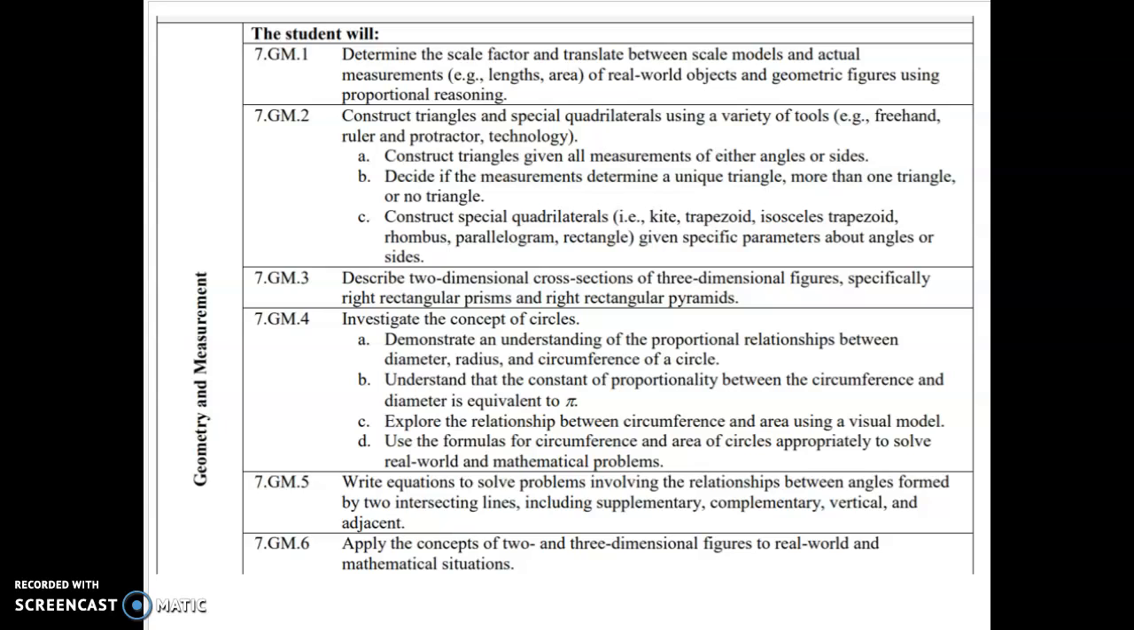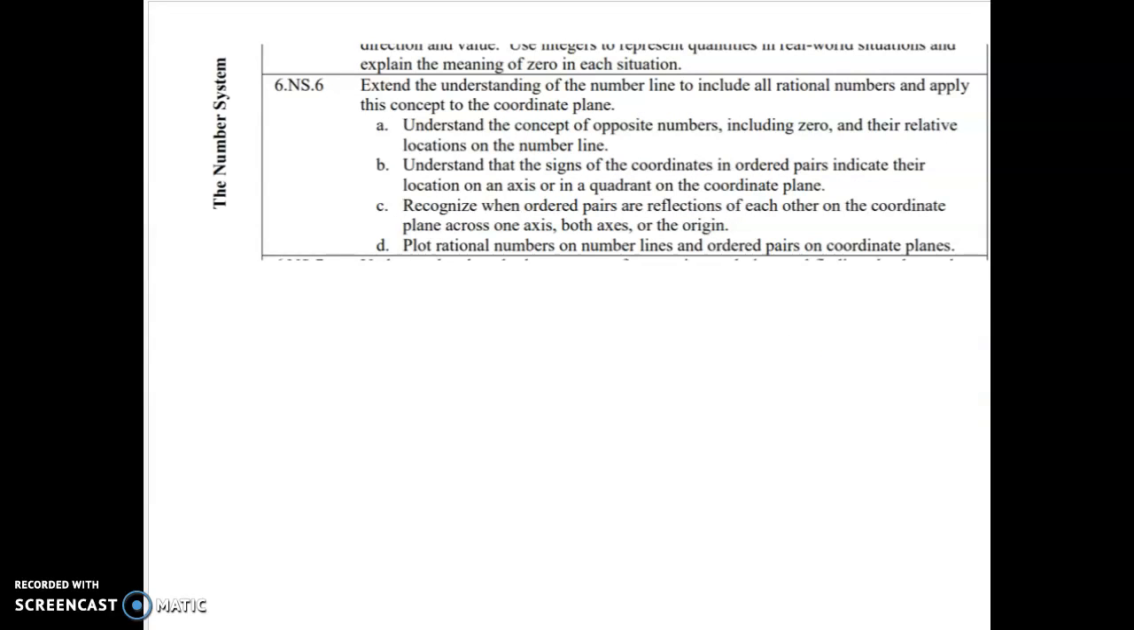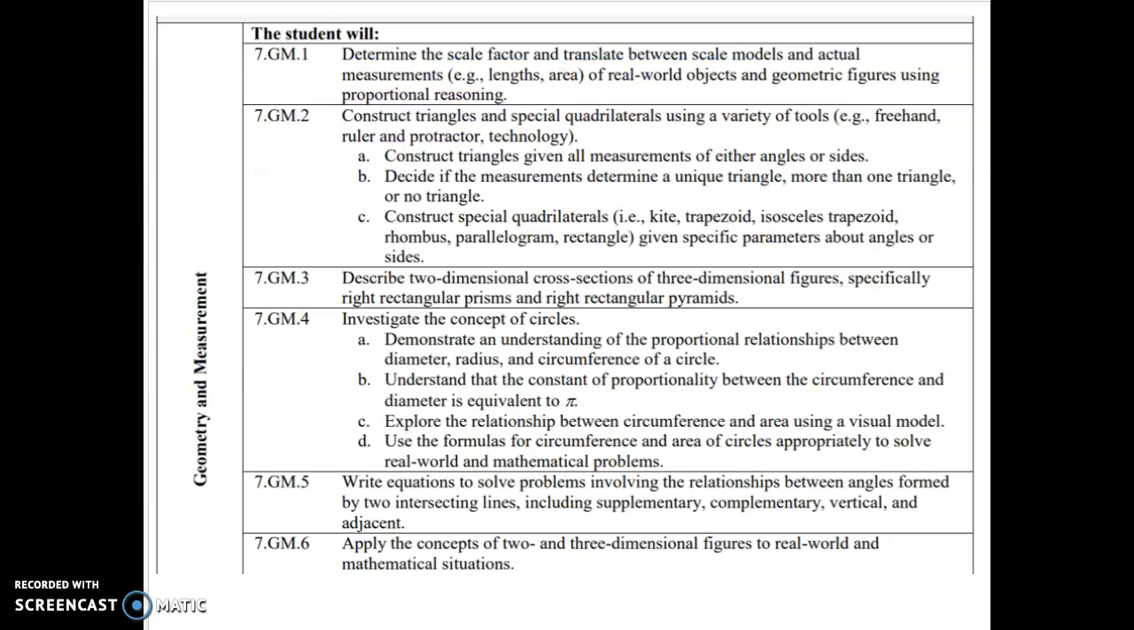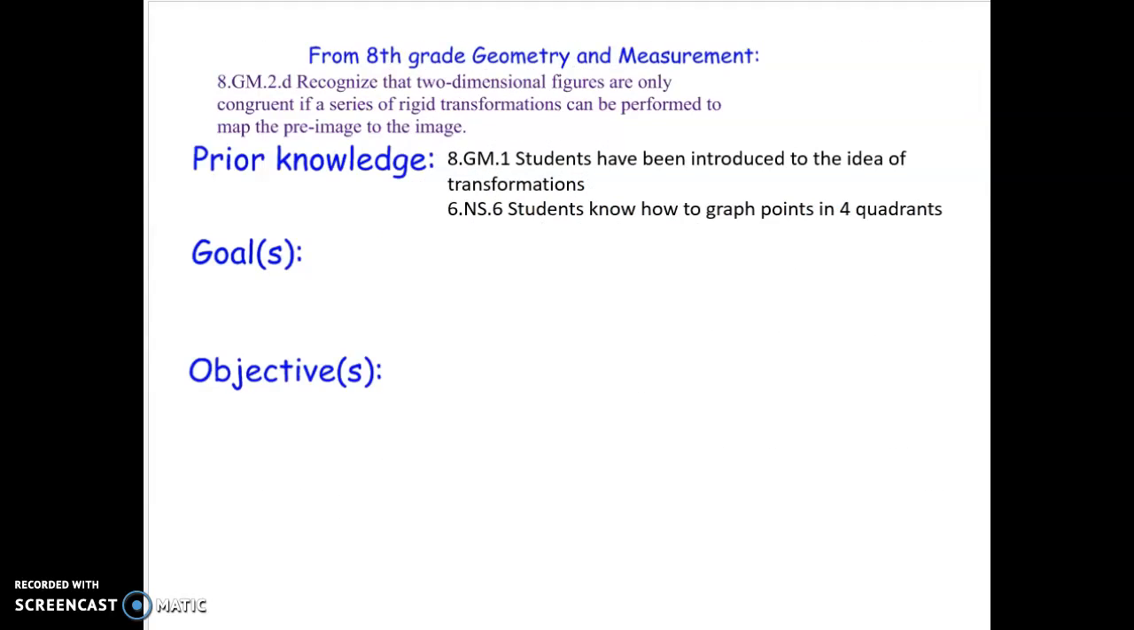So does that mean they have no ability in this, or is there something else I can possibly tie to it? Well, if I go back to 6th grade, they have already learned how to graph. And most of the things for this particular standard, when you're transforming an image and a pre-image, you're generally doing that on a piece of graph paper. So I'm going to choose for my prior knowledge the fact that they do already know how to graph.